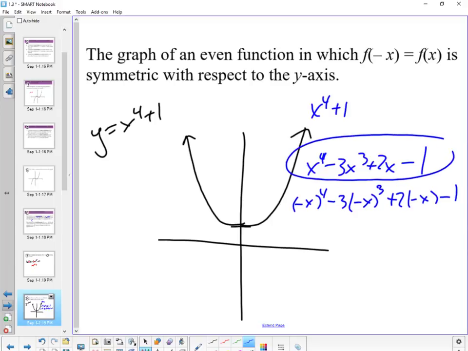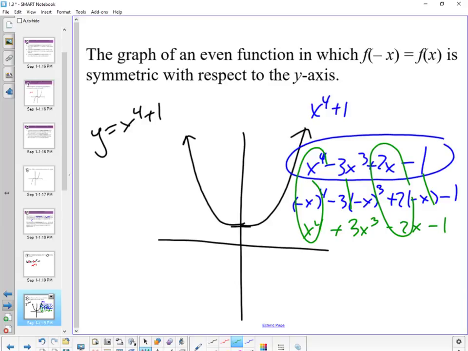This is my original. Now this would still stay x to the 4th, right? This would give me 3 negatives, and another negative would make this positive, 3x to the 3rd, right? Negative 2x minus 1. Now, I see that these are the same. These changed. These changed. And these are the same. So this is neither.